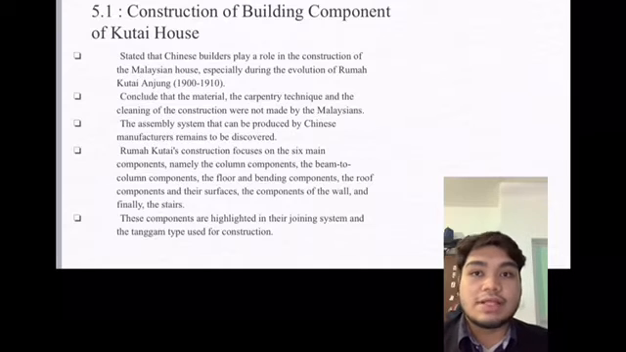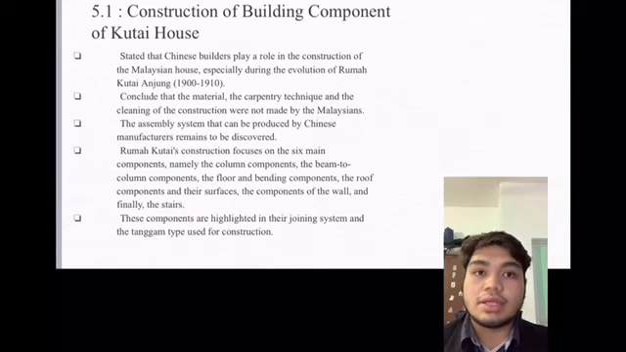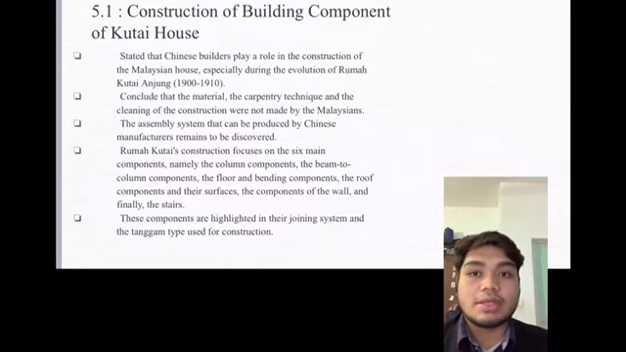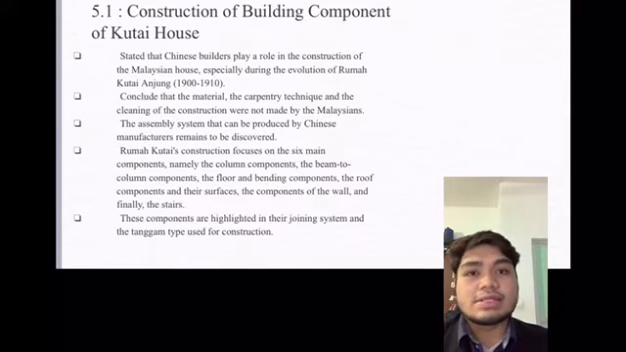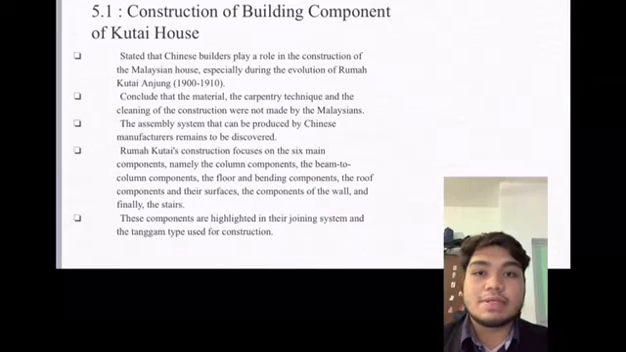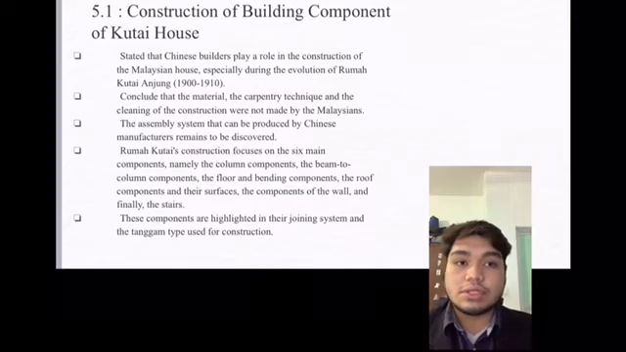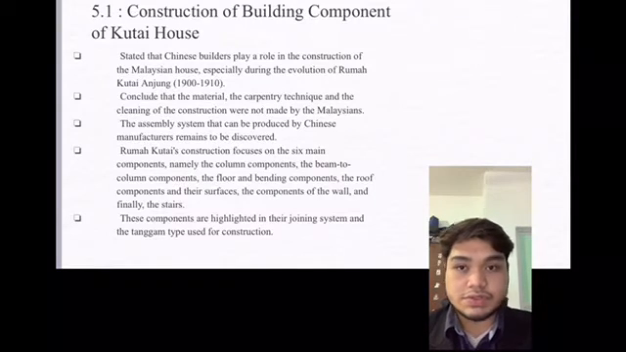Researchers have observed that some houses are the same length or even the same size. Therefore, they concluded that the material, the carpentry technique and the cleaning of the construction were not made by the Malaysians. However, the assembly system that can be produced by Chinese manufacturers remains to be discovered. These are differences that will distinguish the Malaysian and Chinese manufacturers.